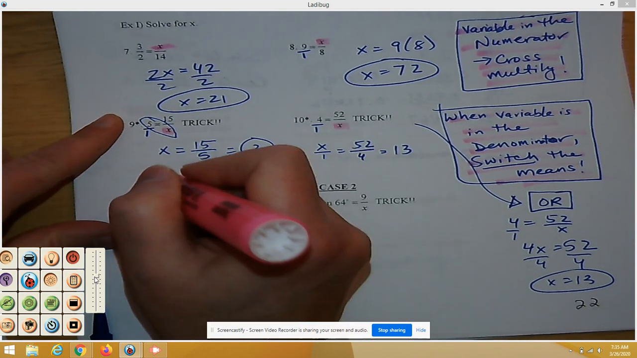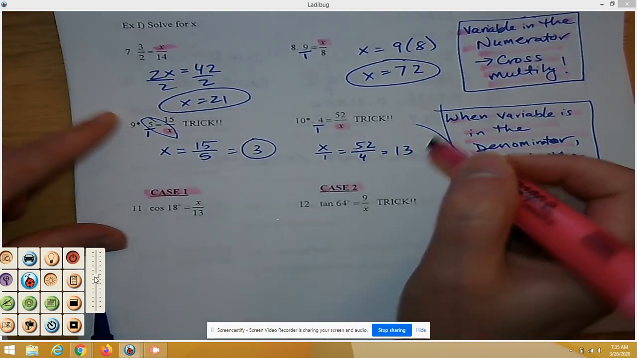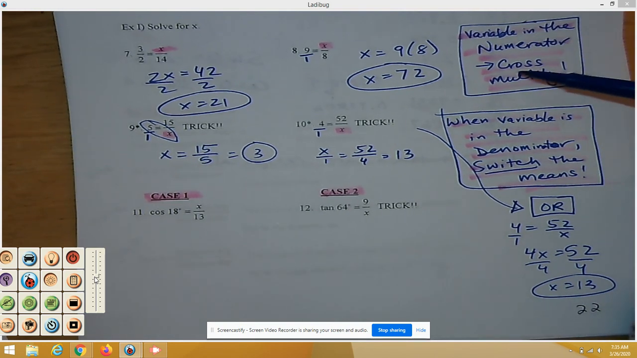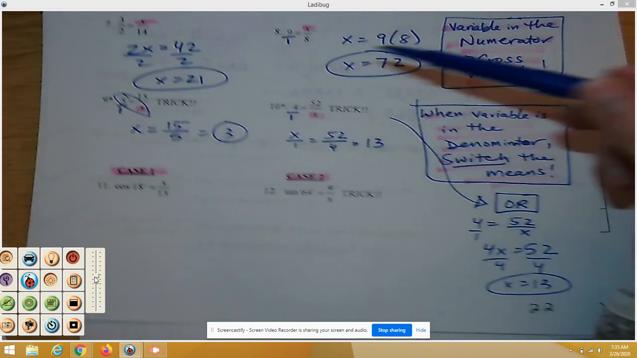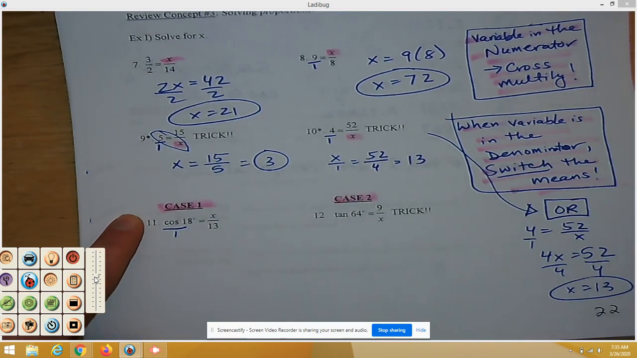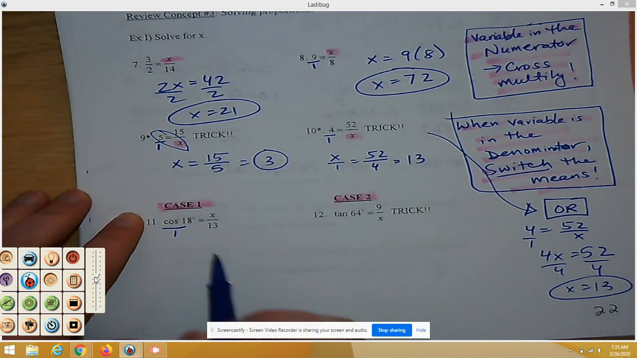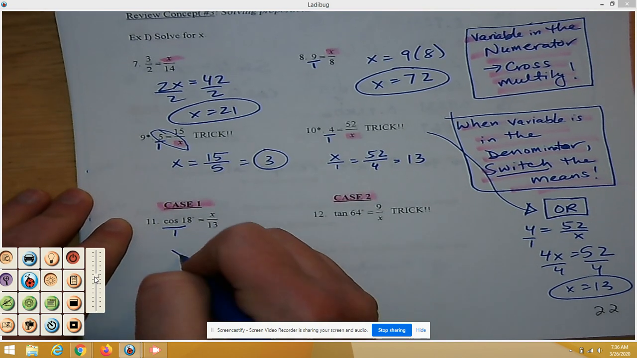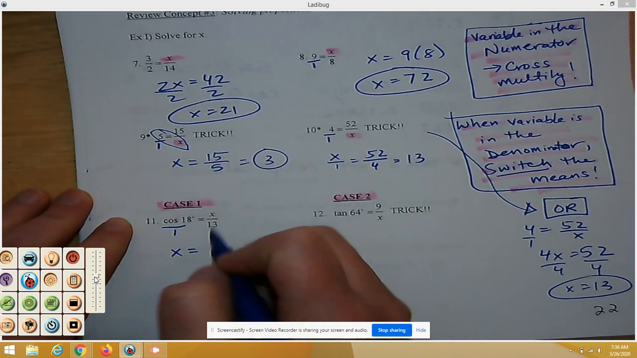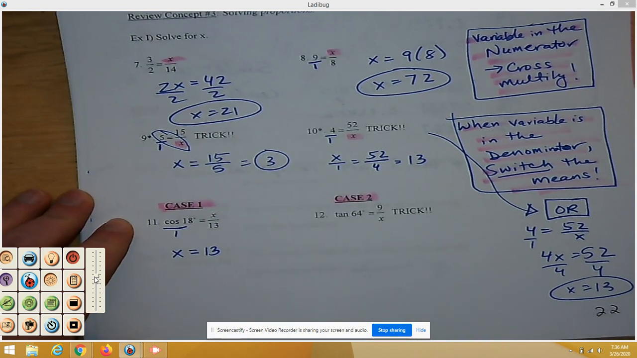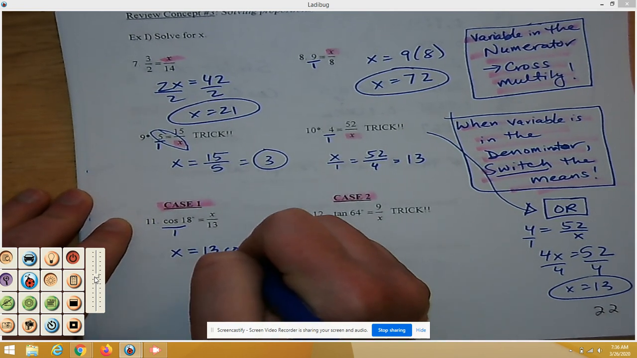So case 1 versus case 2. So case 1, the variable is in the numerator, which is what we just talked about over here for 7 and 8. So when the variable's in the numerator, this is like it's over 1, and you can just cross multiply your means and extremes in your proportion, and you'll be good to go. So I have x times 1, and I get x. And then I like to put the number in front of the trig function. So I would write 13 times the cosine of 18.